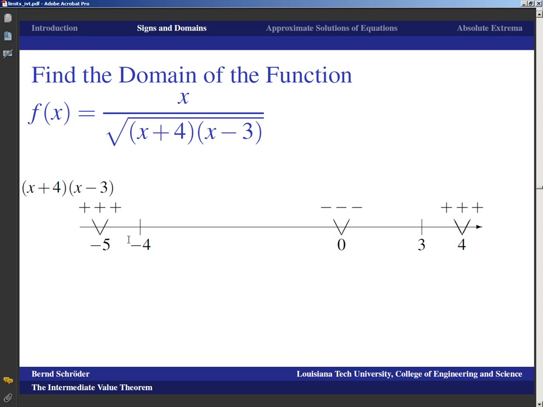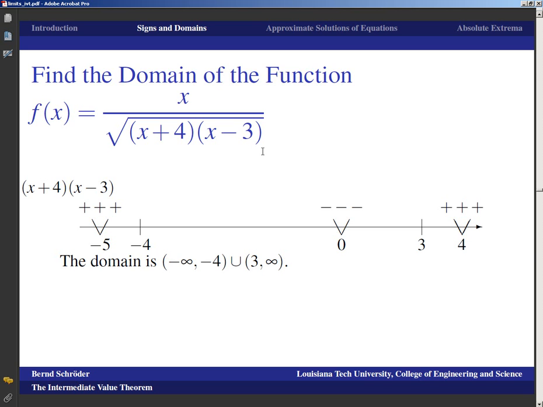And that means the function is defined from negative infinity to negative 4, and from 3 to infinity. And the domain, therefore, is negative infinity to negative 4, union 3 to infinity, with negative 4 and 3 being excluded because we divide by that.